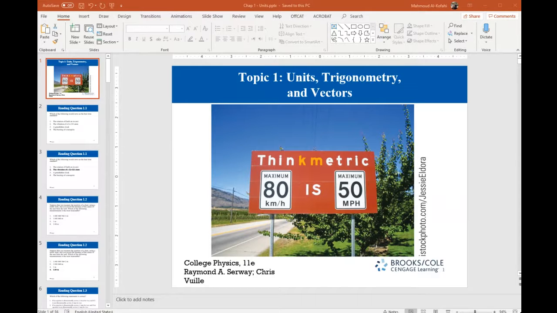So what is physics? When we study physics, what are we actually doing? When we study physics, we are doing measurements. Most of the time, when we study physics, we are trying to understand something, how it changes its position, its velocity, its energy, and so on and so forth with time. So physics is about measurements.